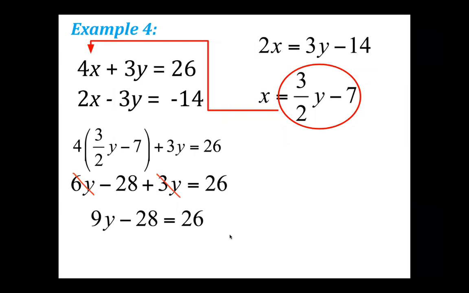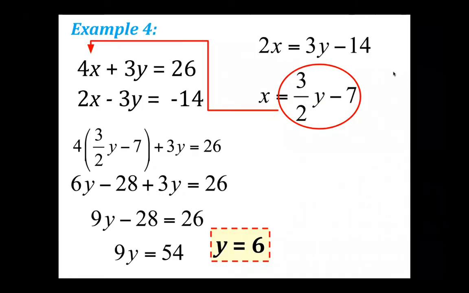And now you can solve for y. This looks like a multi-step equation, so remember to first undo subtraction before multiplication. So I would undo subtraction by adding 28 to both sides. 26 plus 28 would be 54, and now we have 9y equals 54. To solve for y, just divide both sides by 9, and now you have y equals 6.